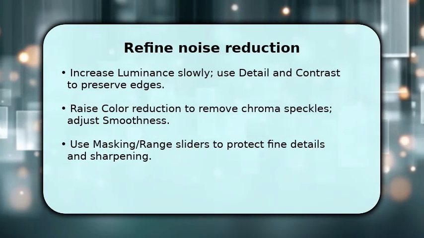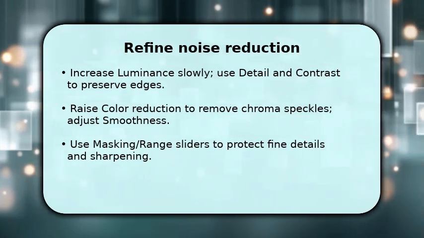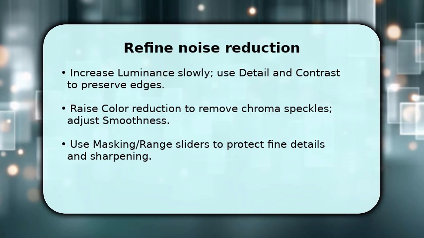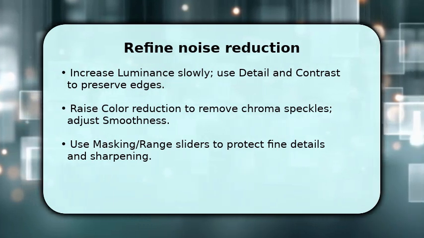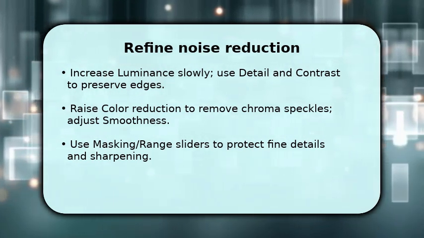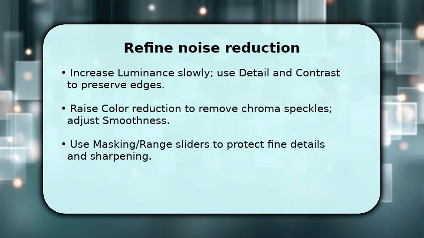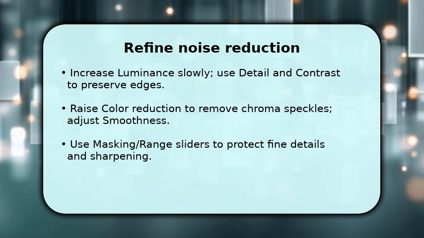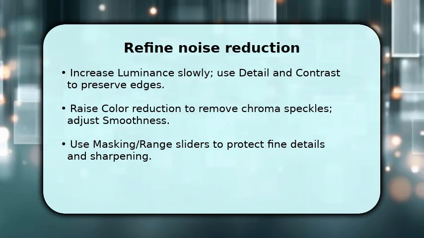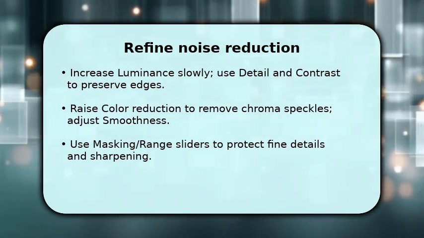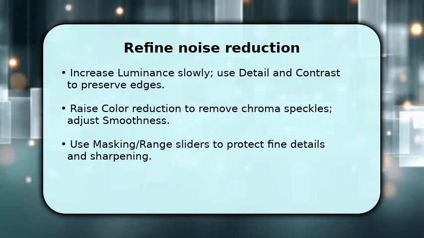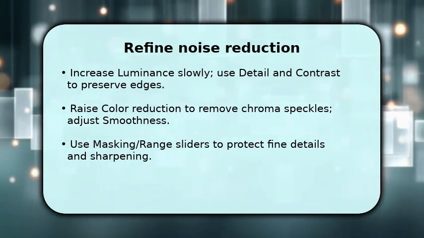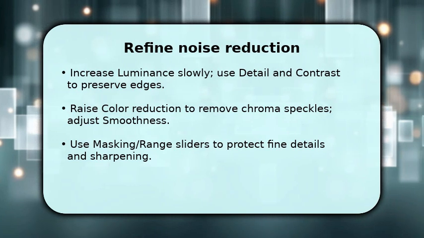Now refine the effect. Nudge luminance upward and then balance it with the detail and contrast sliders to avoid plastic-looking skin or flattened textures. For color speckles, raise the color slider and tweak smoothness until color blotches disappear without desaturating edges. Make sure to zoom to 100% and use the masking or range controls to limit the reduction to noisy areas. This preserves fine detail.